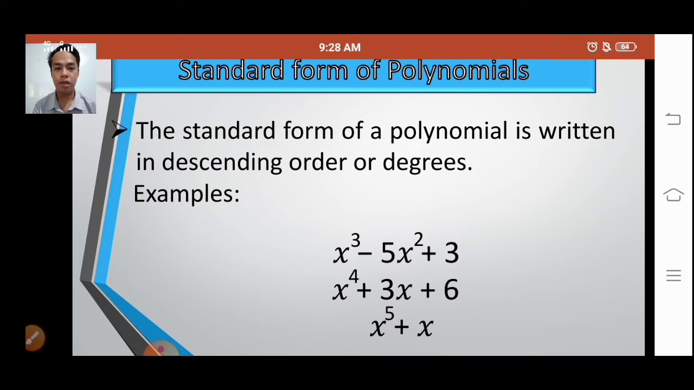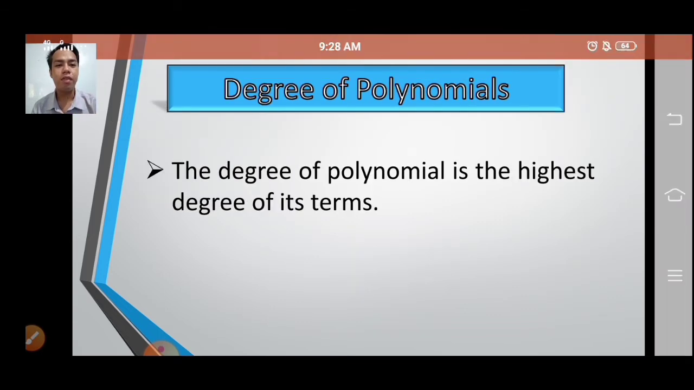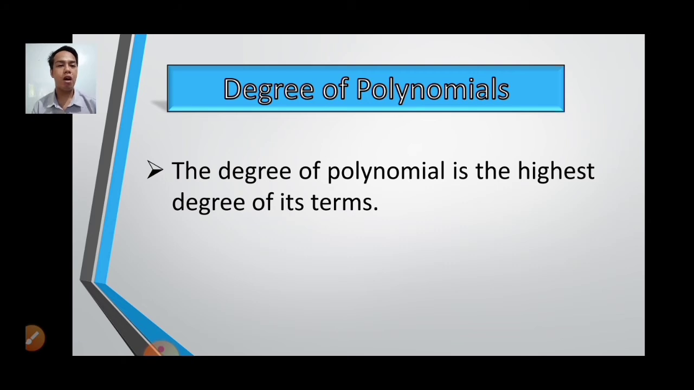Again, the exponent there is the degree of the given polynomials. And of course, we need to arrange them. In order for us to write it in standard form, we need to write this in descending order. Okay? So, next, the degree of polynomials. The degree of polynomials is the highest degree of its terms. So, same thing with the standard form, we are looking for the degree of the polynomial.